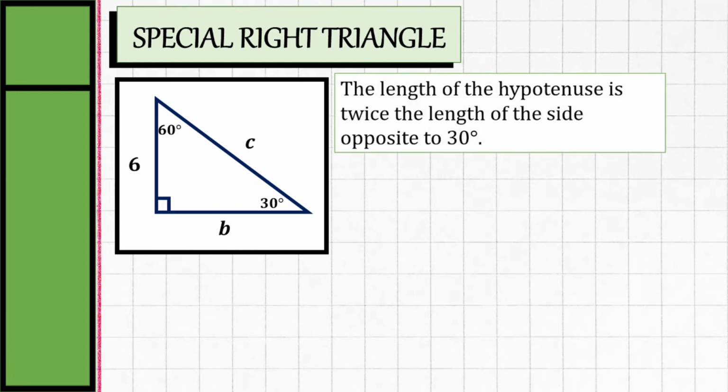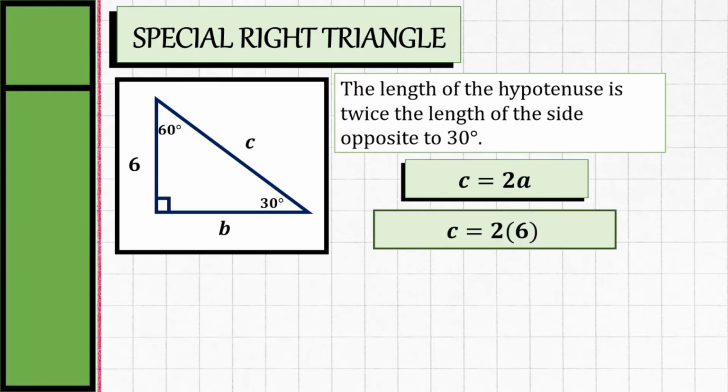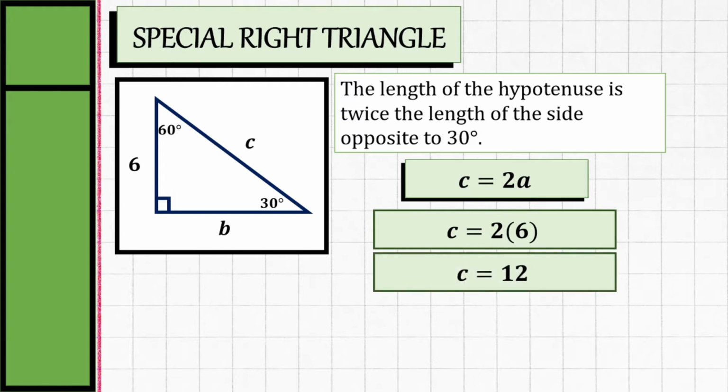We know that the length of the hypotenuse is twice the length of the side opposite 30 degrees. So, we can say that C is equal to 2 times A. We substitute the value of 6 to our equation. So, we have C is equal to 2 times 6, which is our hypotenuse is equal to 12.